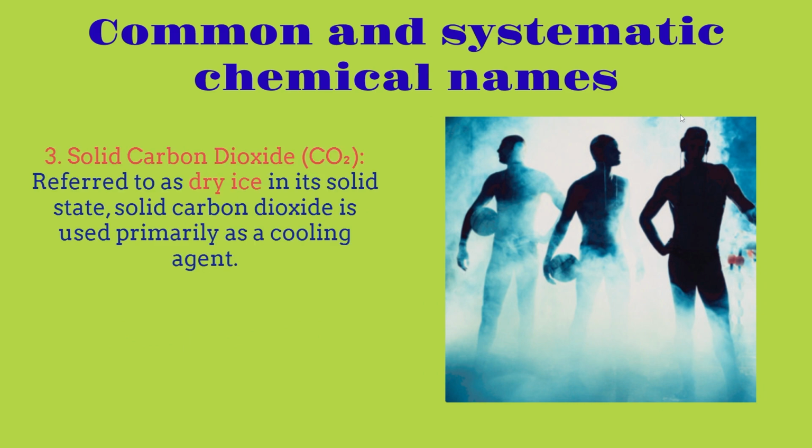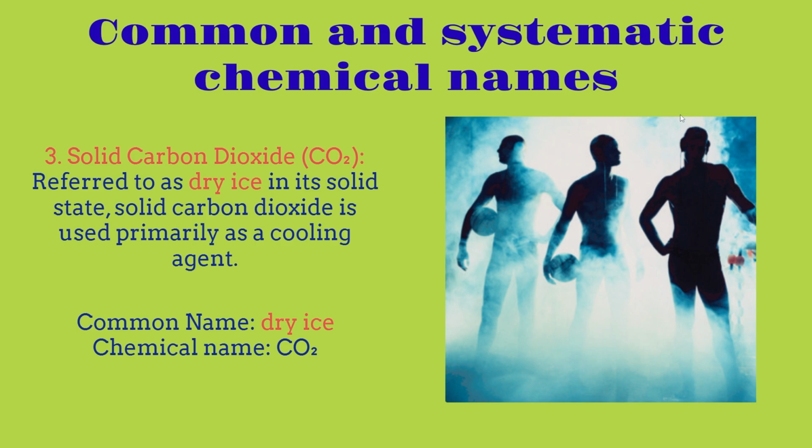For our final example, we have solid carbon dioxide, which is CO2 in solid form. Solid carbon dioxide is referred to as dry ice in a solid state, and it is primarily used as a cooling agent. So basically solid carbon dioxide is dry ice. The common name is dry ice, and the chemical name is CO2 in solid form. These were the three different examples that we used to help us understand the common and chemical names.